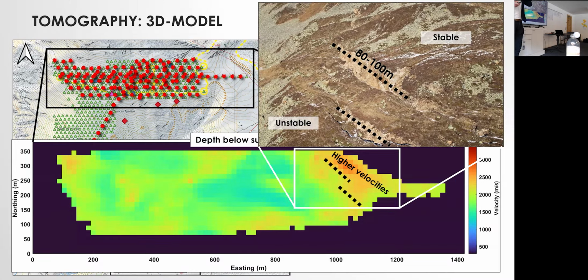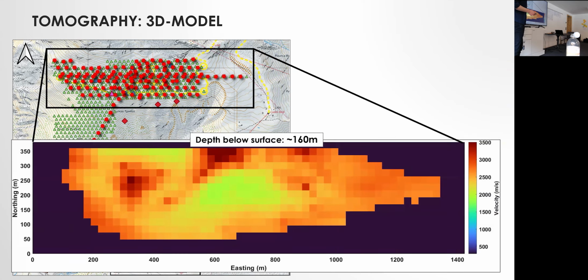And then we can go deeper to, for example, 160 meters depth, where we still observe clear lateral changes. For example, this lower velocity area compared to these higher velocity zones. And we're currently in the process of discussing and further interpreting these lateral velocity changes.